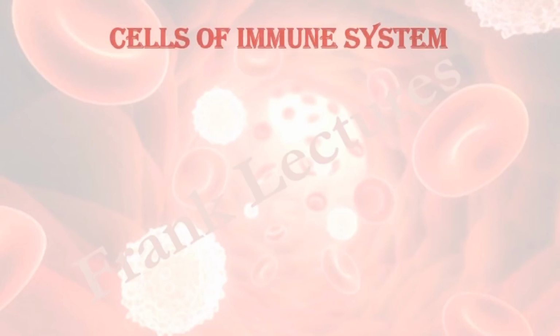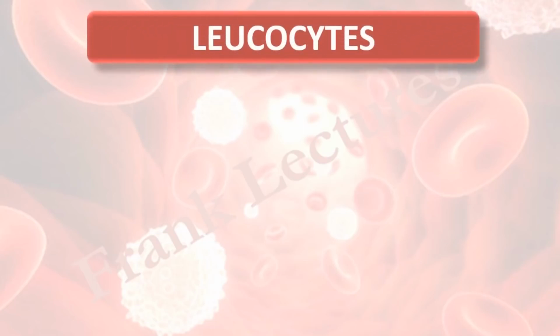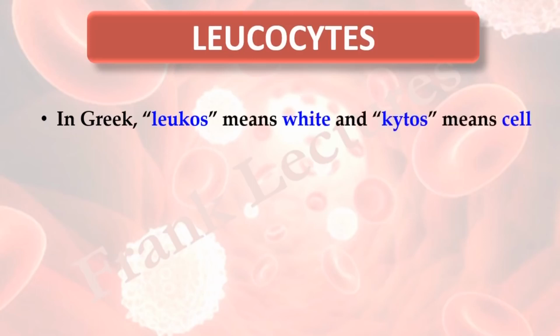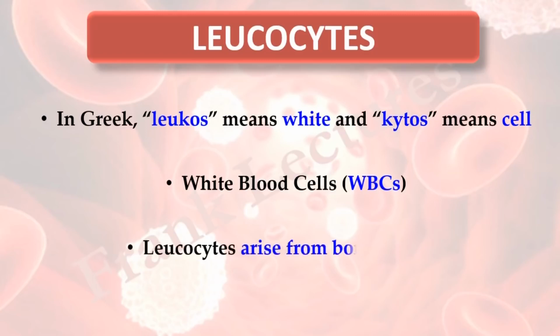Cells of the immune system are known as leukocytes. In Greek, leukos means white and cytos means cell. We know these cells as white blood cells, abbreviated as WBCs. Leukocytes arise from bone marrow. In the bone marrow, most of these cells develop as well as mature.